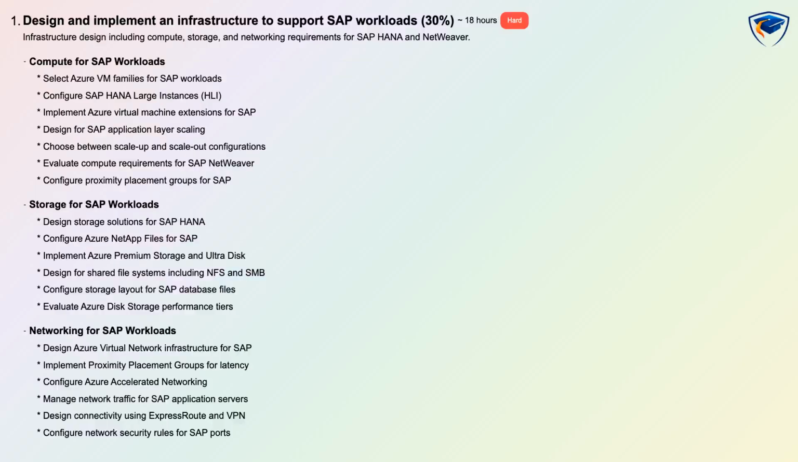In the first domain, Design and Implement an Infrastructure to Support SAP Workloads, you'll learn about designing and implementing compute, storage, and networking solutions for SAP workloads. This includes selecting Azure VM families, configuring SAP HANA large instances, implementing Azure Virtual Machine extensions, designing for SAP application layer scaling, and choosing between scale-up and scale-out configurations.